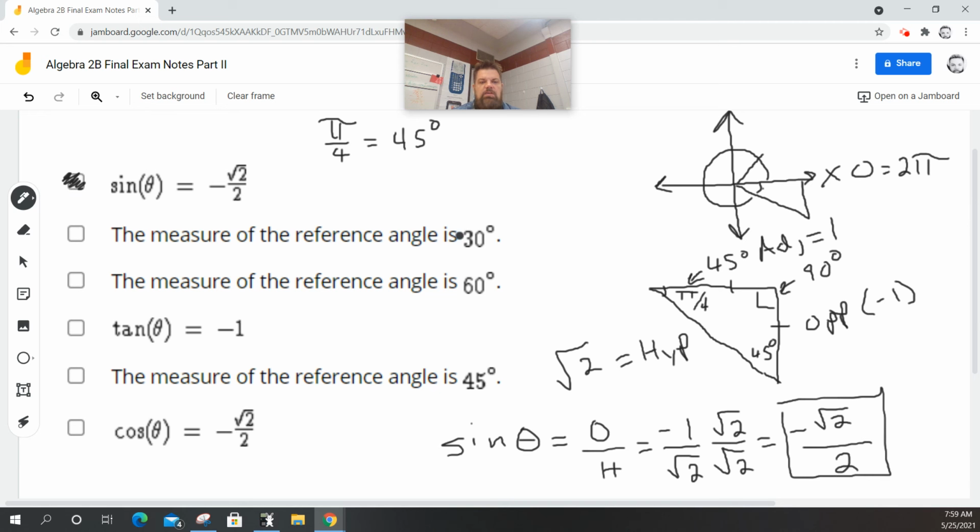It says the measure of the reference angle is 30 degrees. Nope, it's 45. Next one says it's 60 degrees. Nope, it's 45.